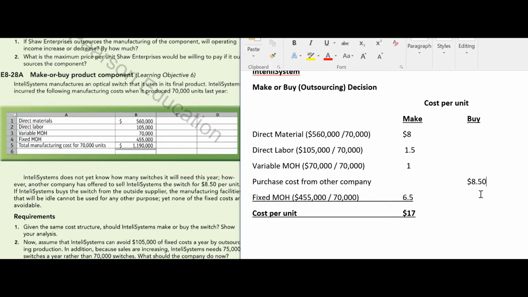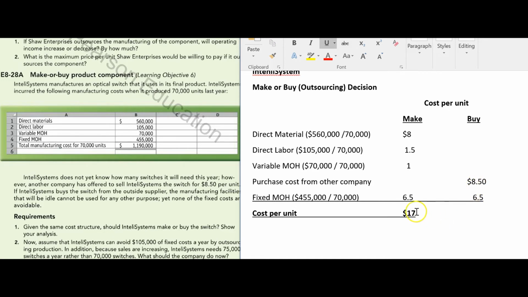The facility will remain idle and they could not avoid any of the fixed overhead costs. That means even if they buy the switch, they still need to pay this fixed overhead cost. That means they still need to bear this $6.50 overhead cost. So the total cost would be the purchase price per switch, which is $8.50, and they still need to incur this fixed overhead since they couldn't avoid any fixed overhead even if they don't make it.